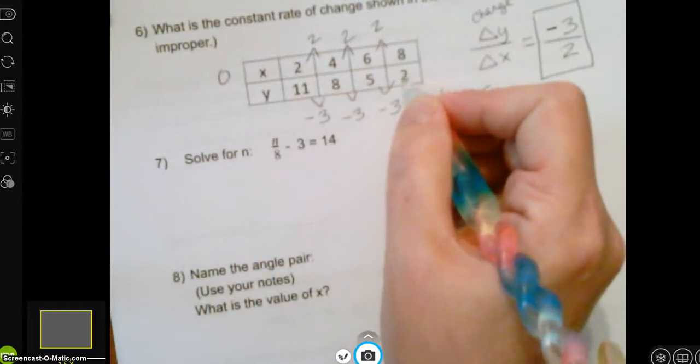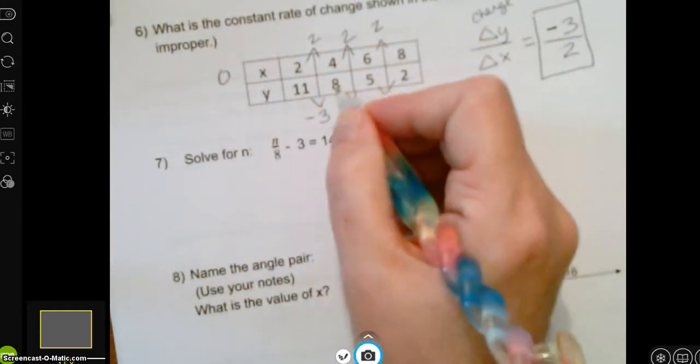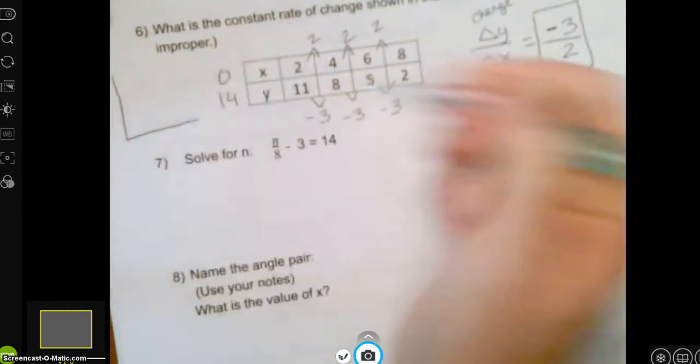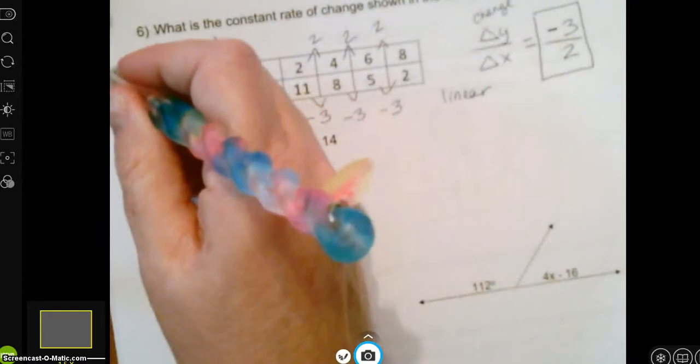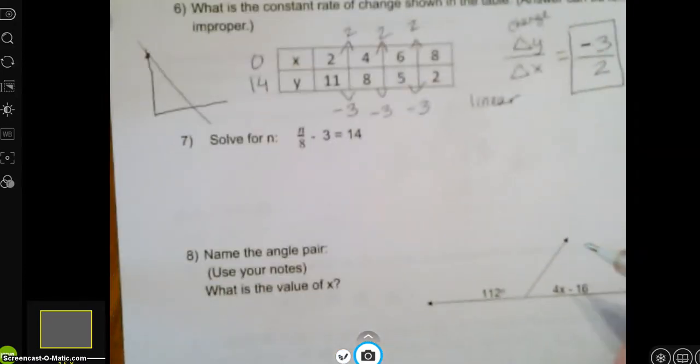Now, this time I'm actually going forward. 2 plus 3 is 5. 5 plus 3 is 8. 8 plus 3 is 11. 11 plus 3 is 14. So I can tell this is not proportional. Officially, if I was graphing this, I would have a dot somewhere here, which is 14. And because my constant rate of change is negative, it would go down. Again, this is a very rough sketch, but that's generally what it would look like.